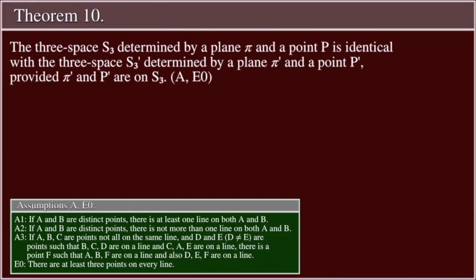Theorem 10. The 3 space S3 determined by a plane pi and a point P is identical with the 3 space S3' determined by a plane pi' and a point P', provided pi' and P' are on S3, by assumptions A and E0.